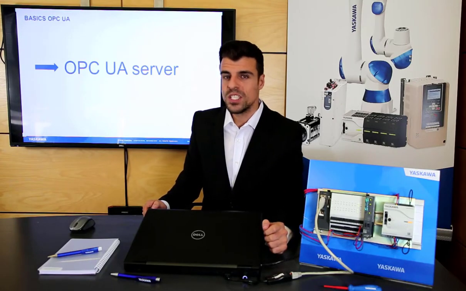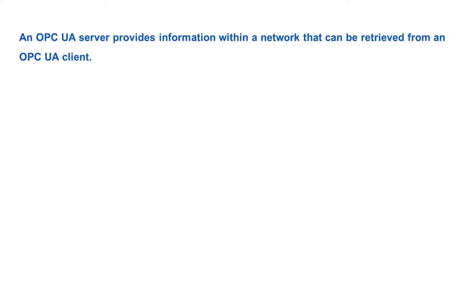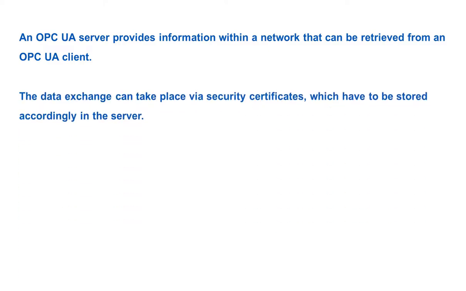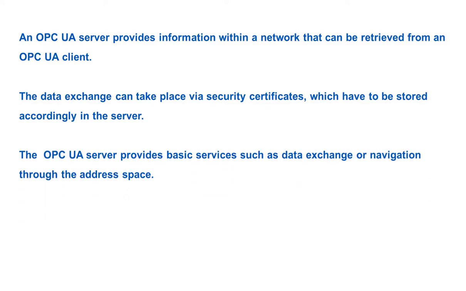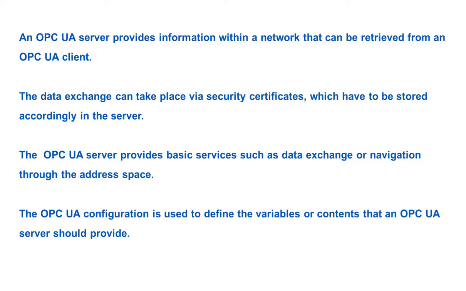What do we understand by OPC UA Server? An OPC UA server provides information within a network that can be retrieved by the OPC UA client. The data exchange can take place via security certificates, which have to be stored accordingly in the server. The OPC UA server provides basic services such as data exchange or navigation through the address space. The OPC UA configuration is used to define the variables or contents that an OPC UA server should provide.